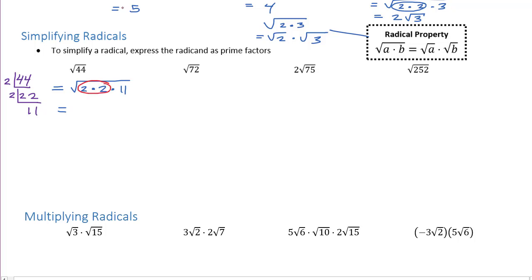2 times 2 is 4. The square root of 4 is 2. So anytime we have a pair, what we do is we take the square root of that, which is 2, and we leave the other numbers underneath. All right, so we've simplified that.